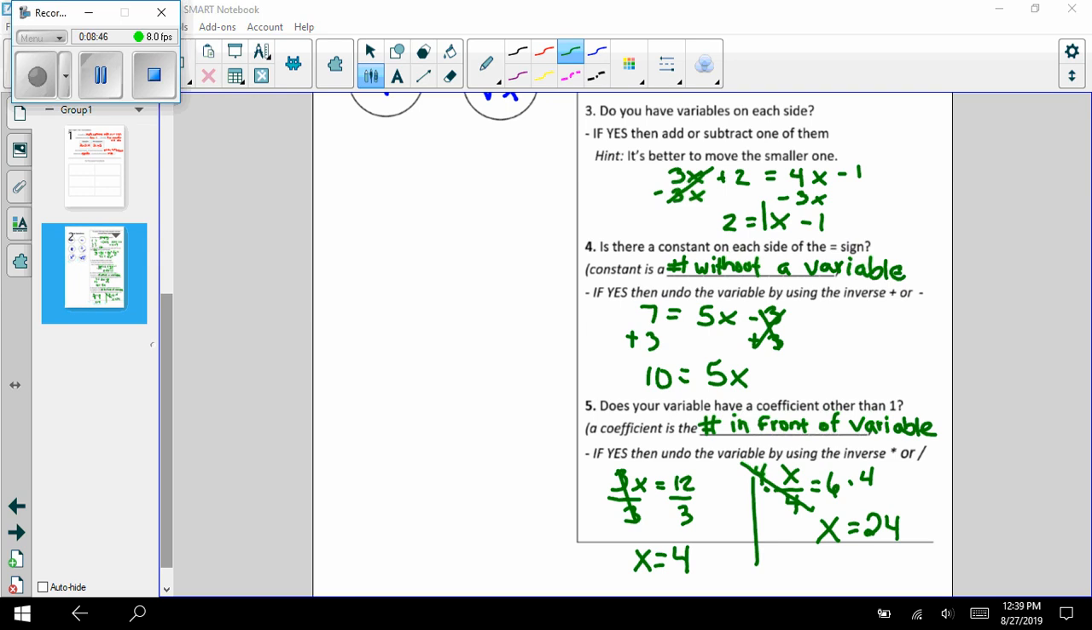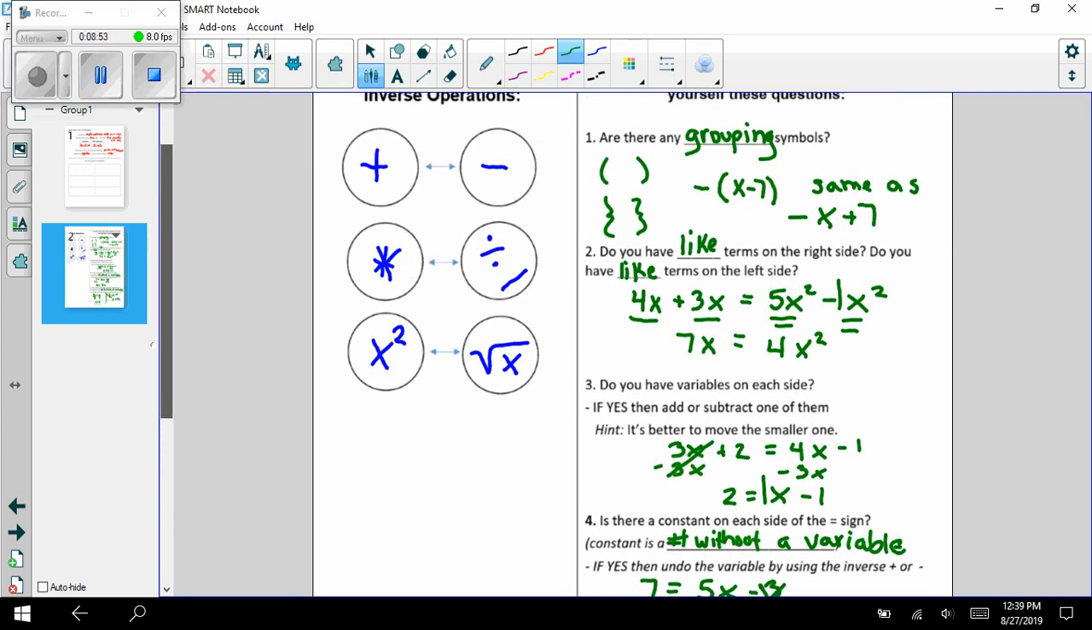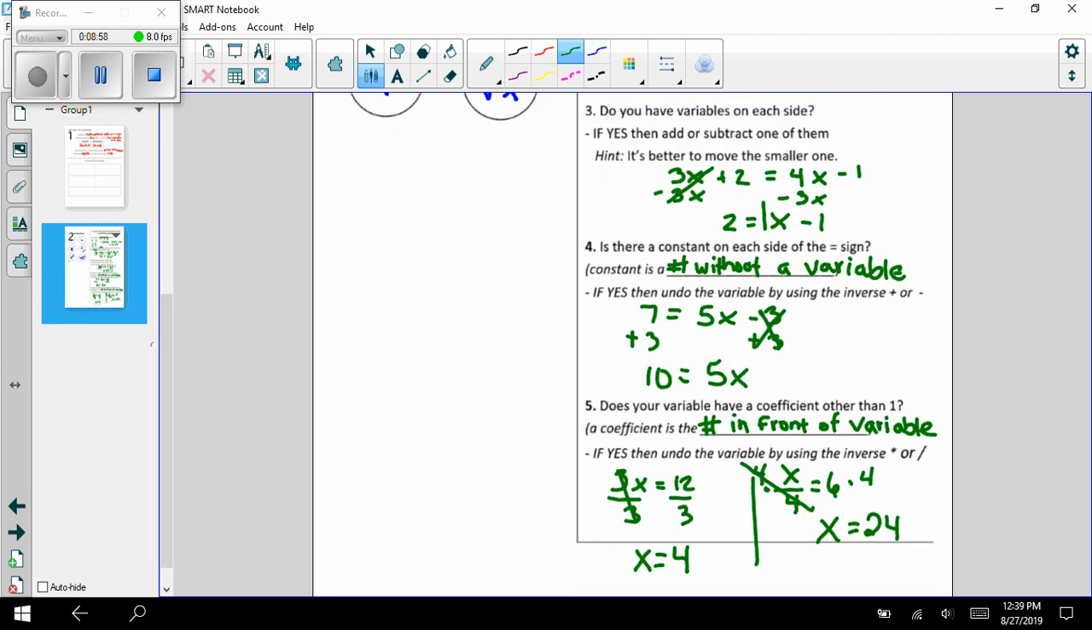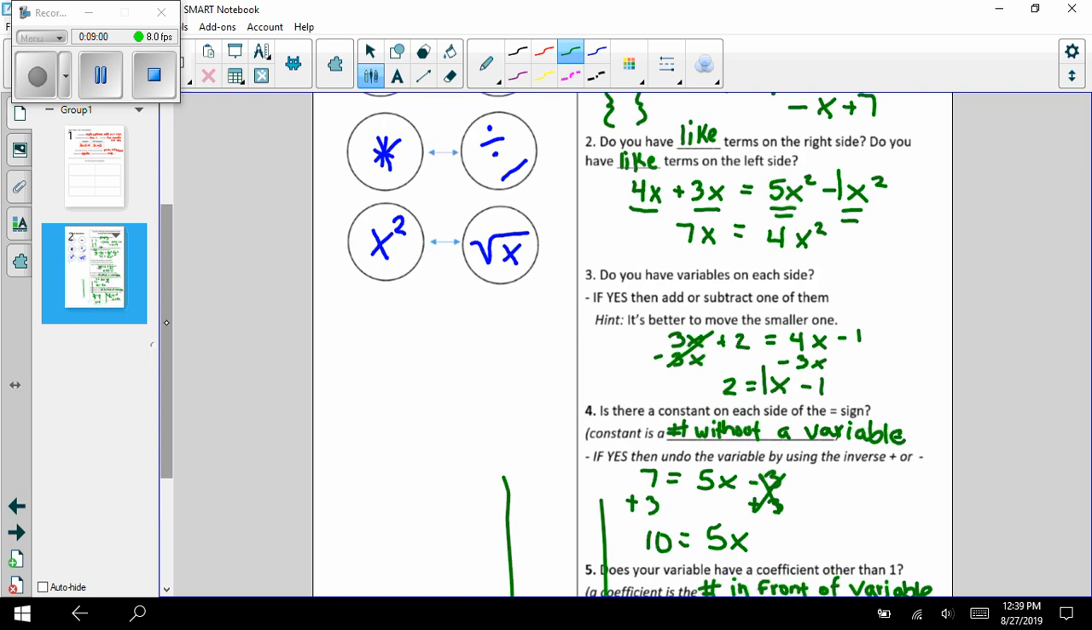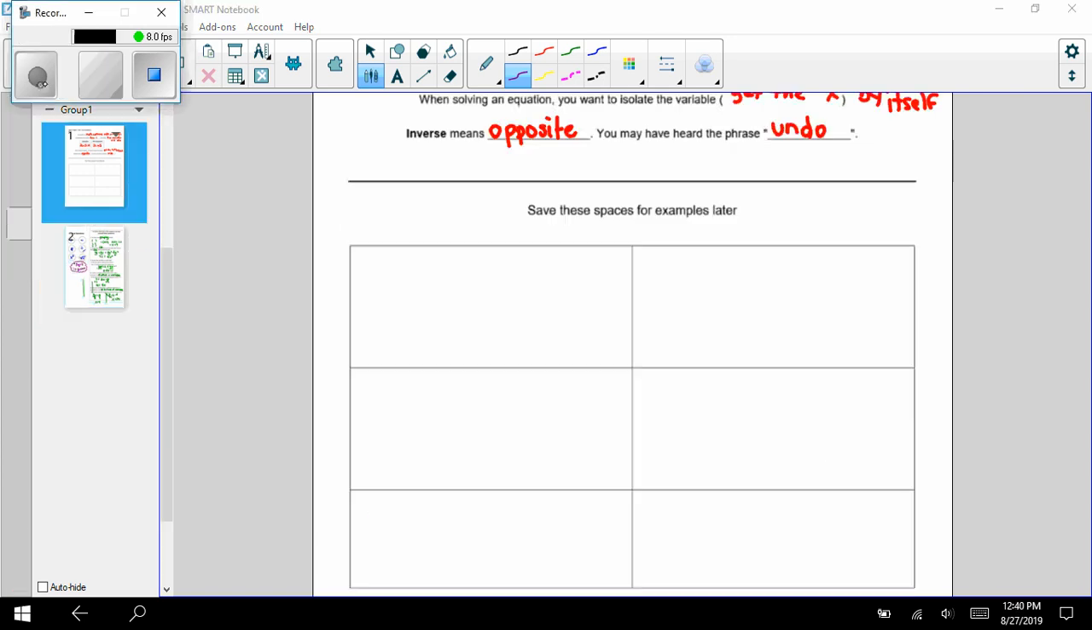Before we flip our page back over to do some examples, I'd like for you to scroll up a little bit to our inverse operations here, and go ahead and write yourself a pro tip. If I can get my page to scroll. This pro tip is to use SQRT in Desmos anytime we want to use a square root symbol. That's it for the notes.